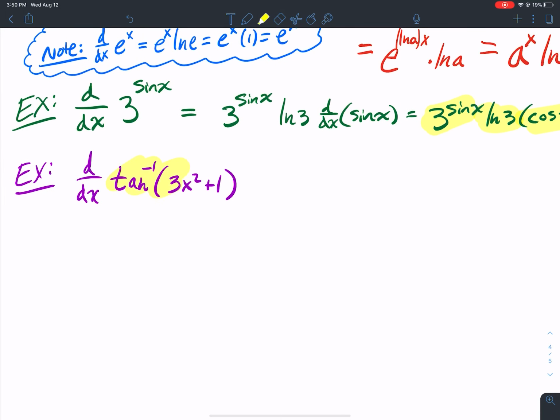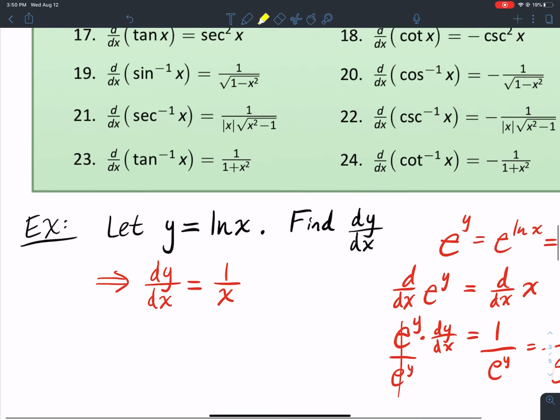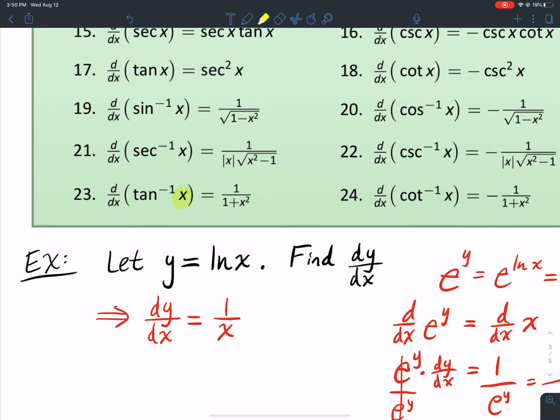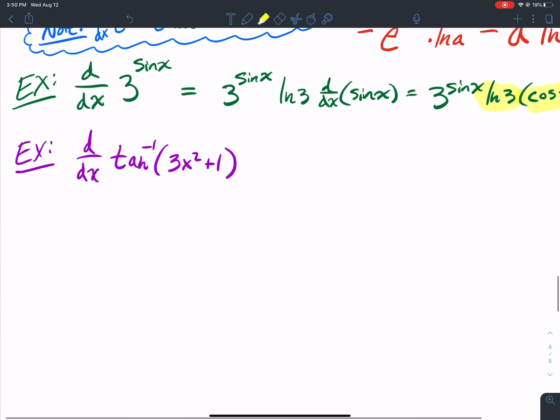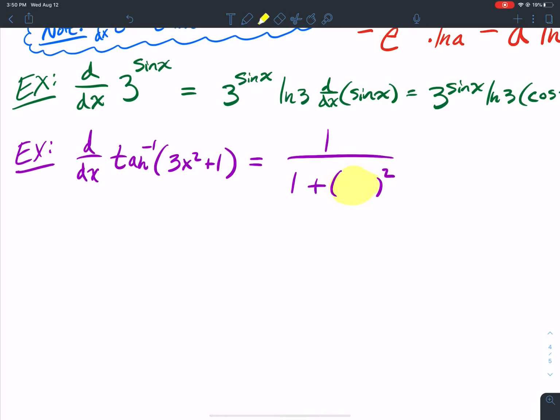Let's take the derivative of tangent inverse, arctangent of 3x squared plus 1. Now, to do this, the way I think about it, I think of it as the derivative of arctangent of some stuff. This is a chain rule problem, okay? Well, what do we know arctangent is? The derivative of arctangent is 1 over 1 plus the square of the stuff. Well, what is my stuff here? My stuff here is 3x squared plus 1. So what do I put in here? I put the 3x squared plus 1.